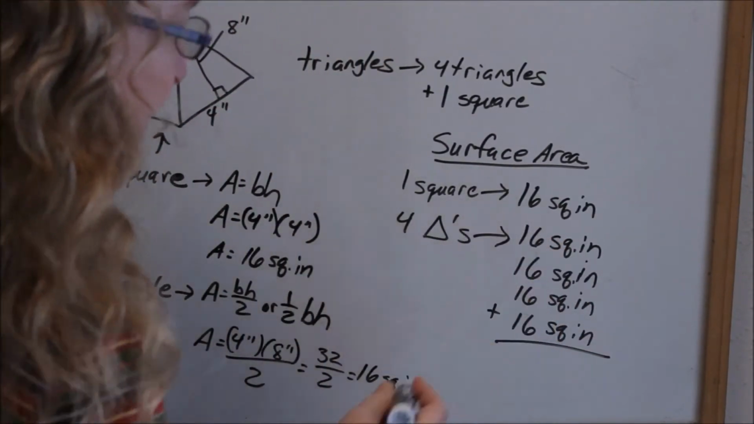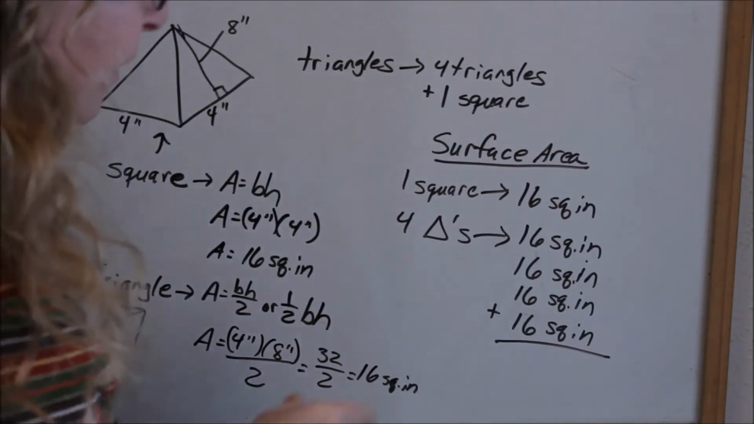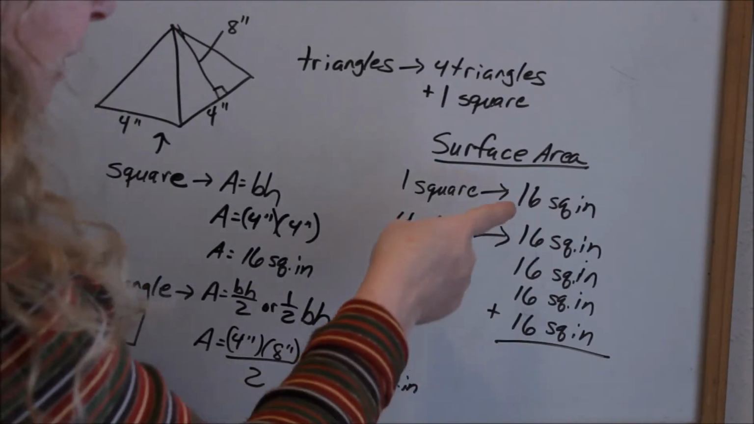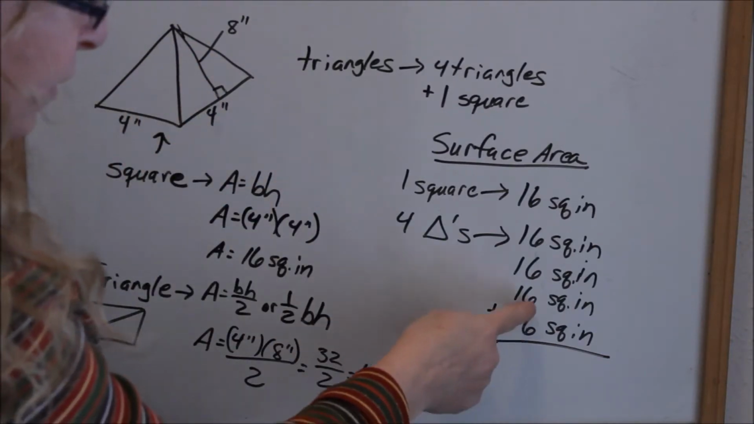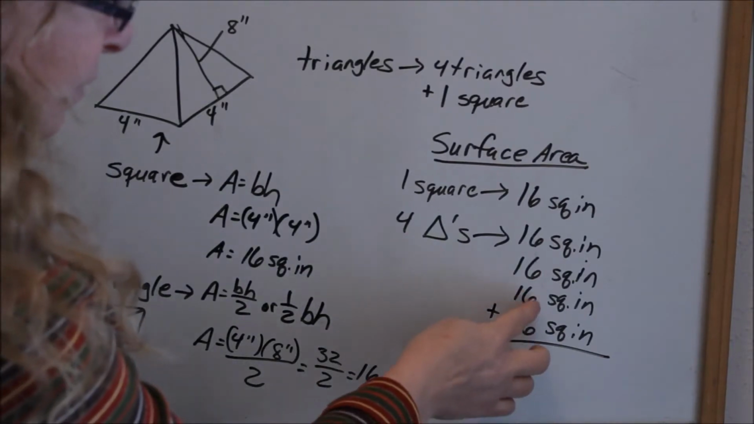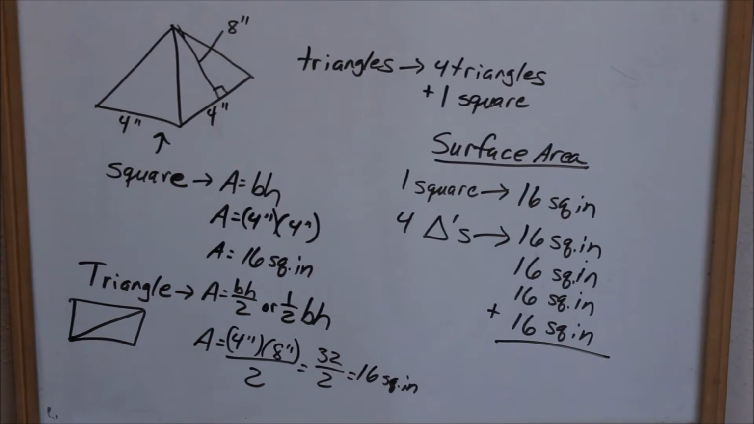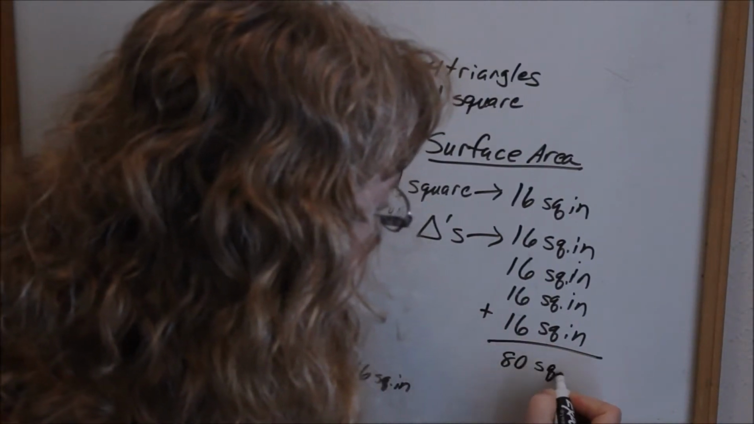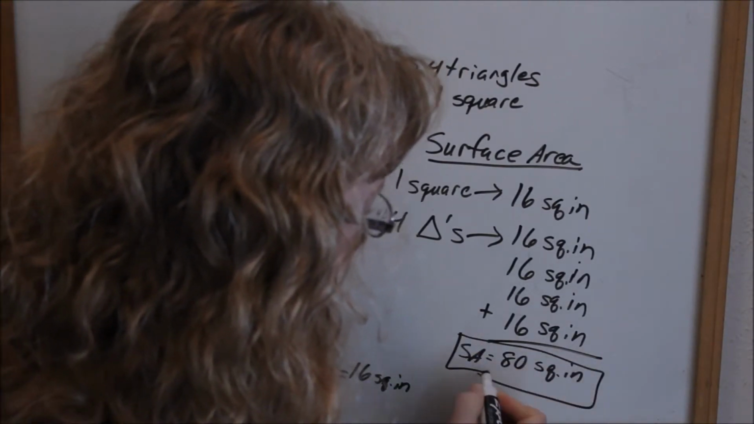Yes, can you multiply that by 4? Yes. You can either do these by multiplying or adding. You could have said 4 times 16 here, which is fine. I usually just show this to make sure with the pyramid we should have 4 triangles and 1 square. 1, 2, 3, 4 triangles and 1 square. So I just usually show that. And that comes out to 80 square inches. So your surface area is 80 square inches.